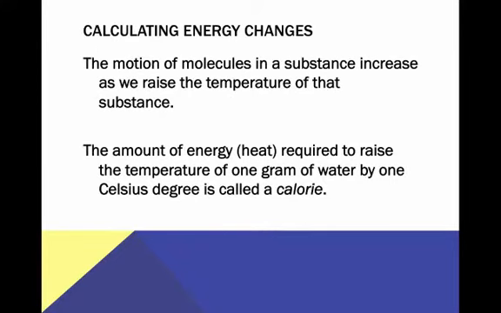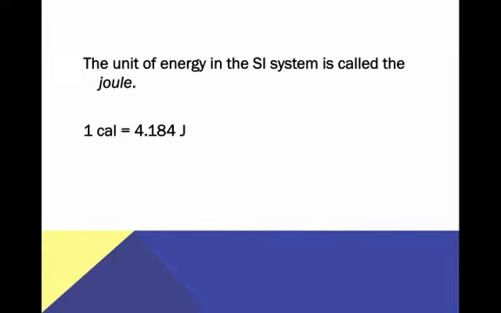Okay, so when we calculate energy change, all we're really doing is looking at the change in the motion of the molecules, or the kinetic energy of the molecules. So as the motion increases, the temperature is going to rise also. The amount of energy required to raise the temperature of 1 gram of water 1 Celsius degree is called a calorie. The unit of energy for the SI is called the joule. And so 1 calorie is equal to 4.184 joules. So you'll use that calculation quite a bit, and we'll see that number again.